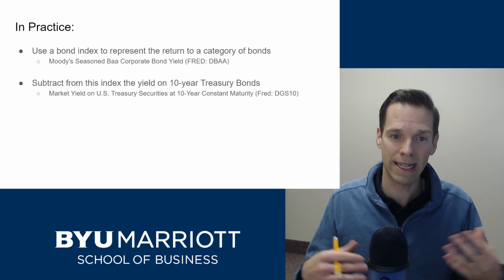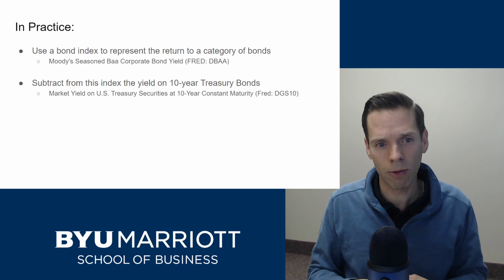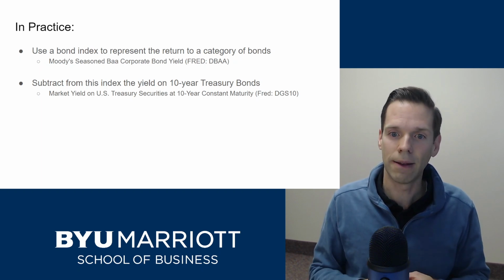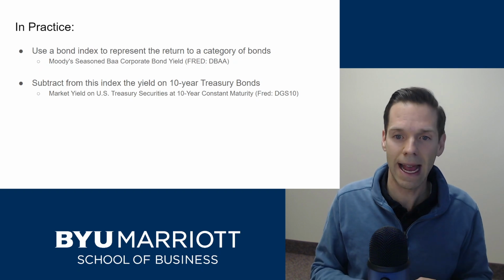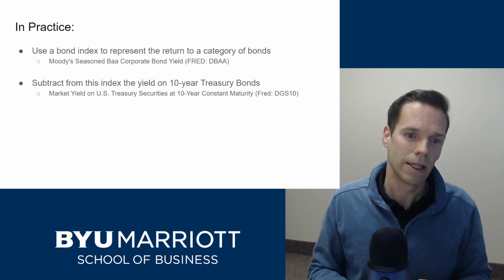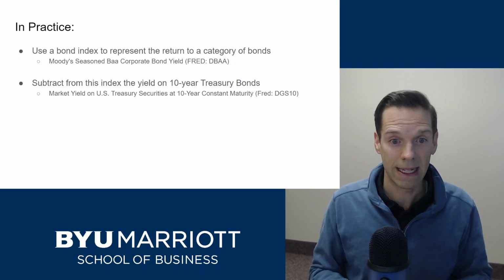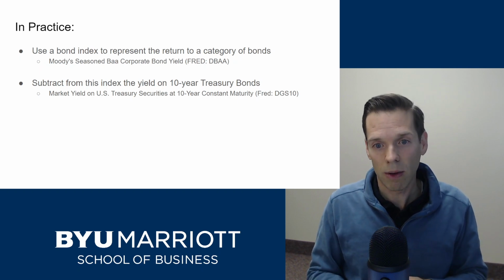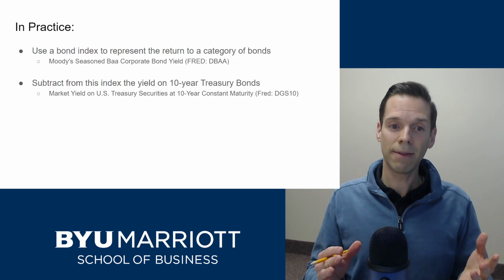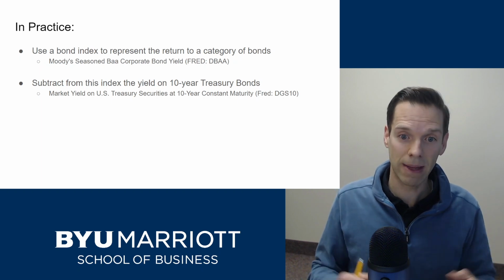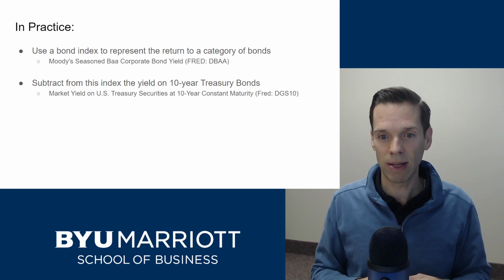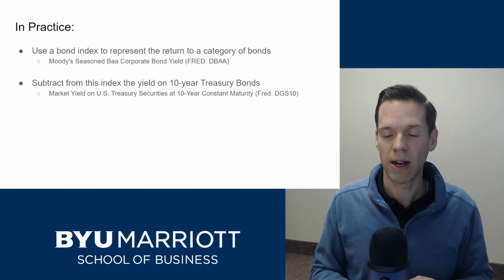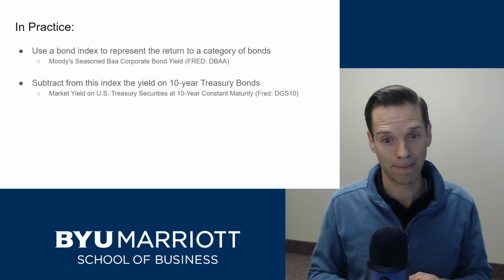We could do this across any credit category. Most frequently, we'll use the BBB rated corporate bond yield. In FRED, that's code DBAA. But we could do this for single B, double B, single A, double A, any credit category that we wanted to. Once we have that yield, we're going to subtract from that yield the yield on 10-year treasury bonds. We'll use what's called a 10-year constant maturity, which in FRED is code DGS10.